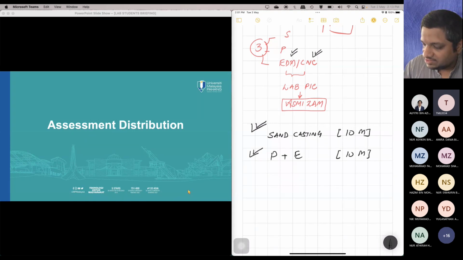Sand casting is 10 marks, long report, and plastic processing or electric discharge machining together is 10 marks, which means 5 marks each for both of them.